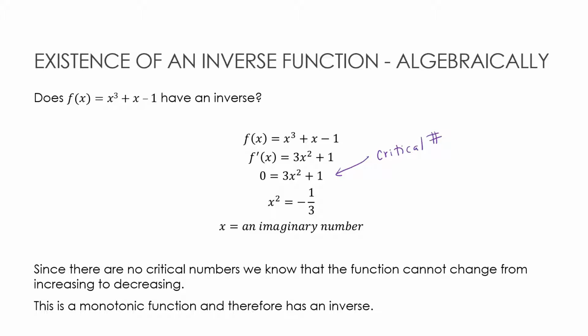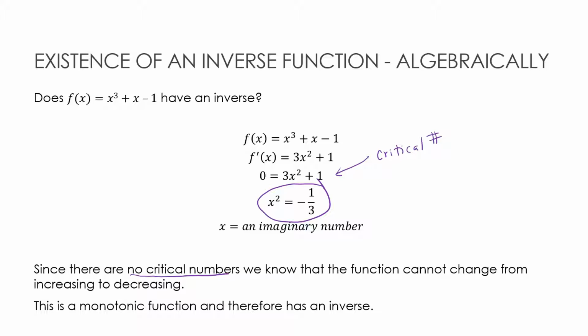And what that means is if it has a critical number, then it could switch at that point from increasing to decreasing. That's what I'm checking for. I'm not just randomly doing math and not explaining what I'm doing. I'm looking for a critical number to see if it's possibly going to change from increasing to decreasing or vice versa. Now, when I solve this one, I get x squared equals negative 1/3, which is obviously an imaginary number, which means there are no critical values, and so therefore it can't change, and it must have an inverse.